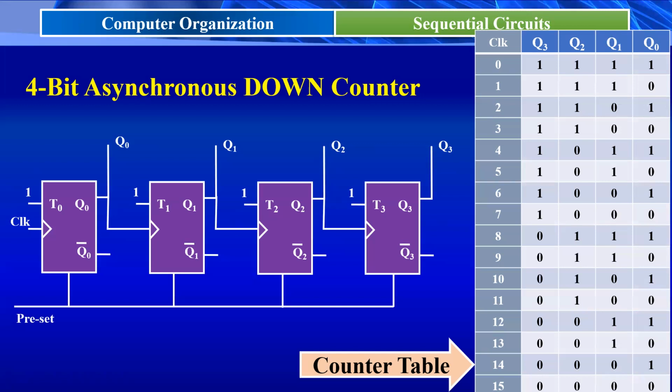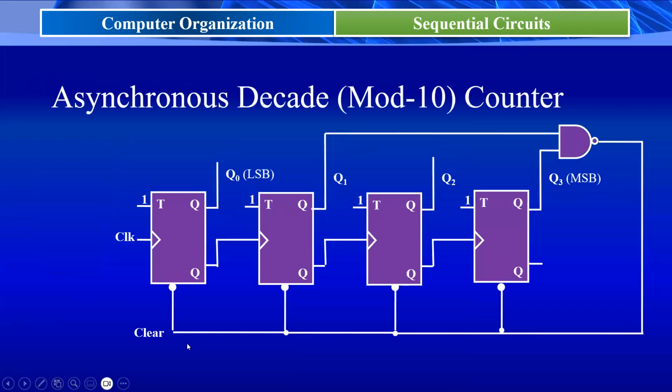Next, let me shift to the case where the count value is not equal to 2 power n. The best example is the asynchronous decade counter, that is the mod 10 counter. Here I was again using the up counting style. Sorry friends, here it is Q bar. Q bar is connected to the flip-flop's clock pulse, right?